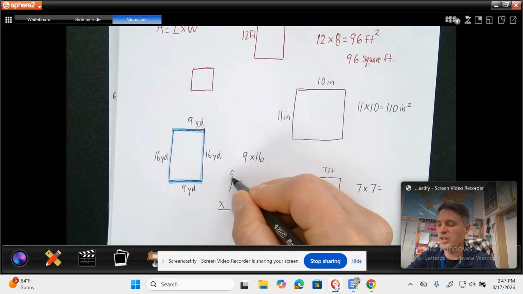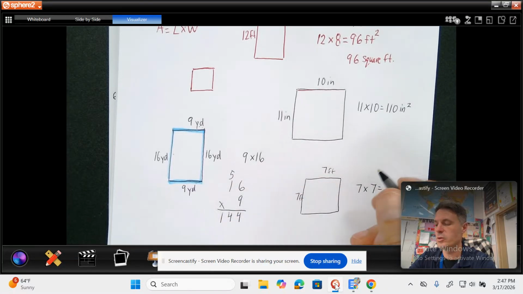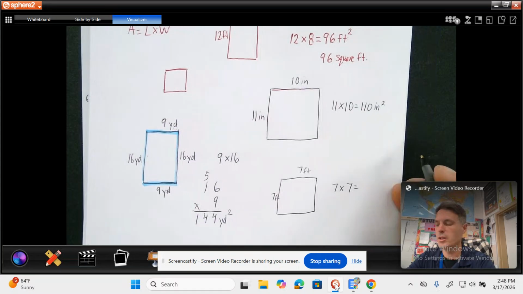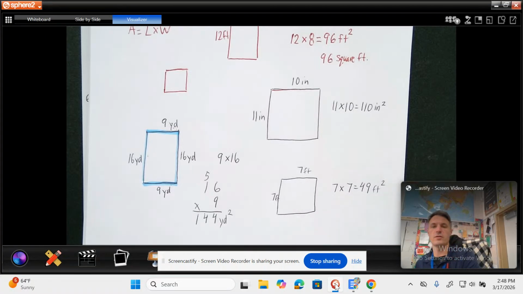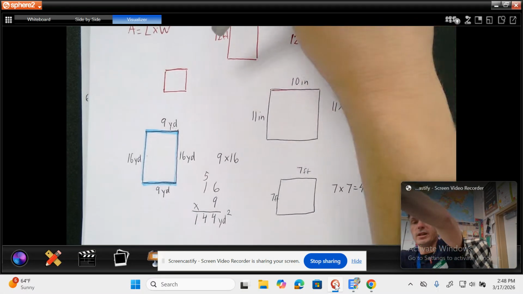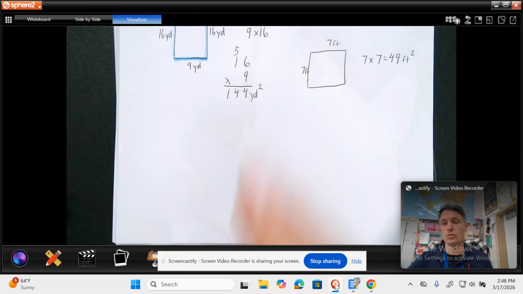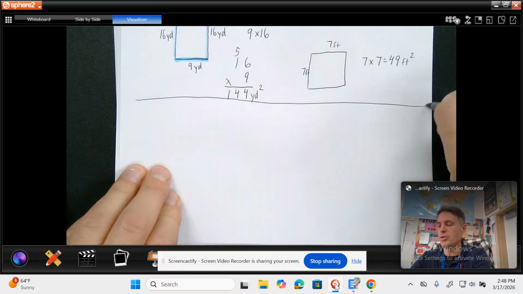9 times 6 is 54. Carry the 5. 9 times 1 is 9, plus 5 is 14. So it's 144 yards squared, or 144 square yards. Here with this one, 7 times 7 is 49. So it's 49 feet squared, or 49 square feet. Okay, so that's really all you have to do in today's lesson, is just multiply the length times the width for each rectangle. There's one question on the quiz that's a little tougher, so I want to do an example with you that's like it, but using different numbers.